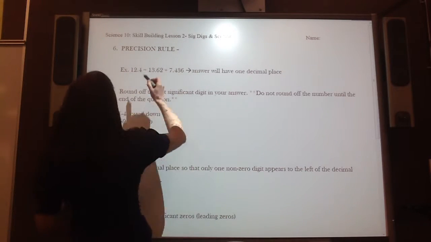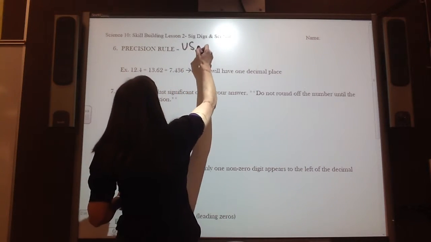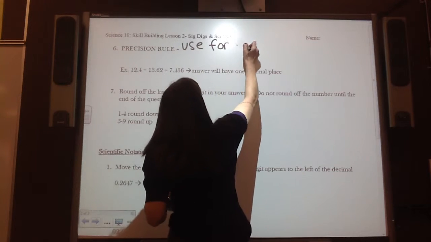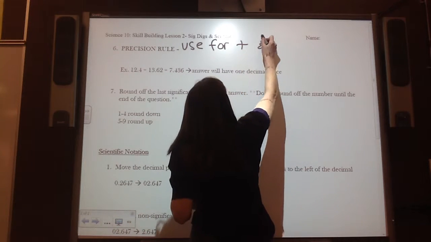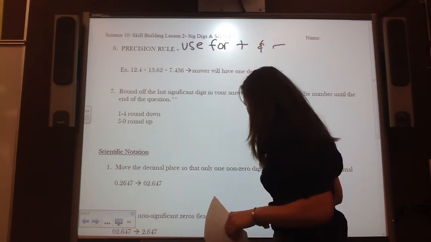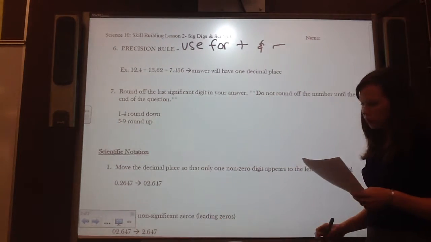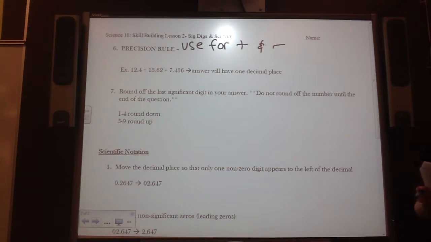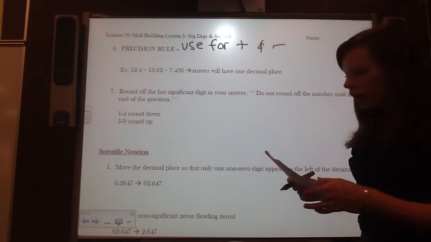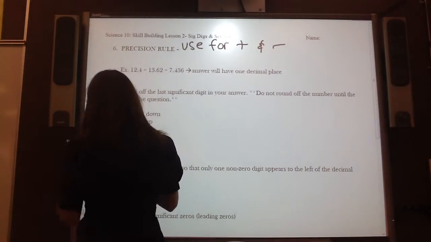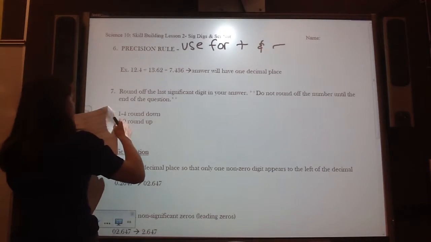Okay? So we use this for adding and subtracting. Now the rule states, we do not use this rule as frequently in science because often our calculations will involve multiplying or dividing. But in the case that we have this, it's going to throw you for a loop.